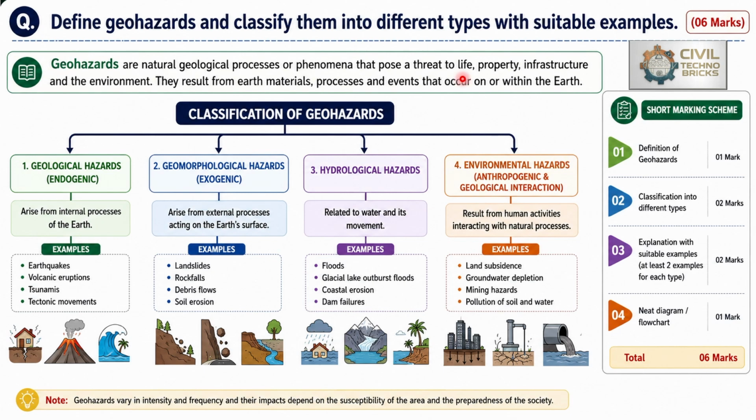So your answer must follow these two concepts, that is classification in detail with reference to the four hazards, and your definition. So the short marking scheme: definition 1 mark, classification 2 marks, explanation 2 marks and neat diagram 1 mark. If possible you can draw one diagram for each and every example here.